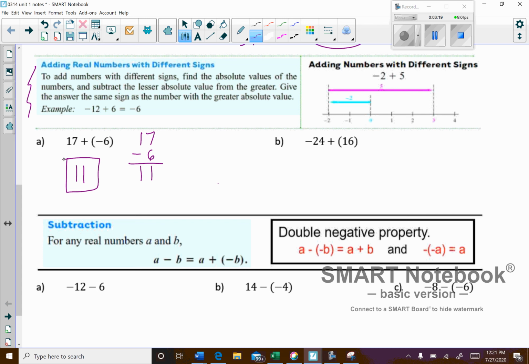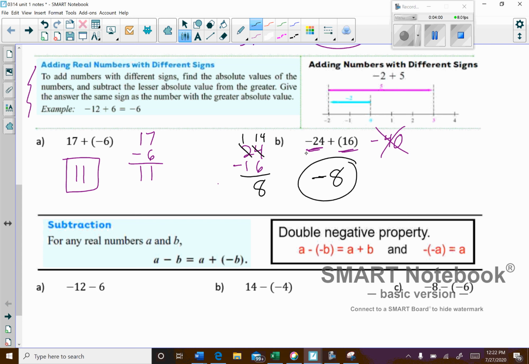Now looking at part B, we have -24 plus 16. The most common mistake students make is they add it together and say -40, but that's not correct. One's negative and one's positive. They're pulling you in separate directions. So once again, take the larger number, which is 24, and subtract the smaller number, 16. I'll have to borrow here, and I wind up with 8, right? The answer is going to be -8, because in this case the negative number is larger, so it's tugging me more towards the negative.